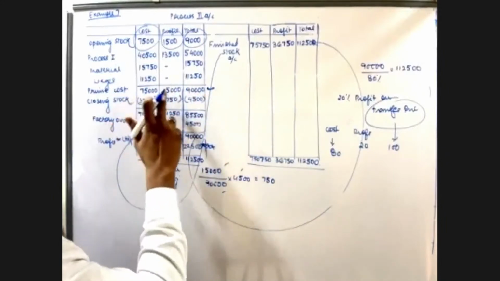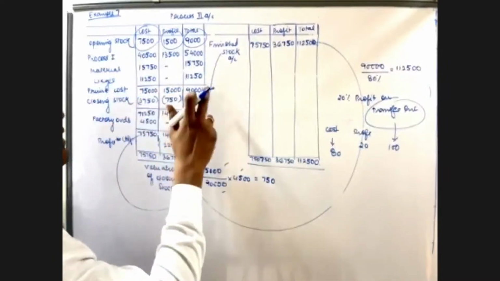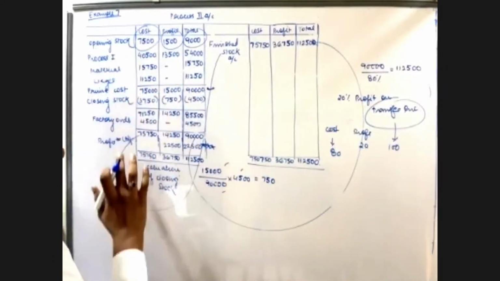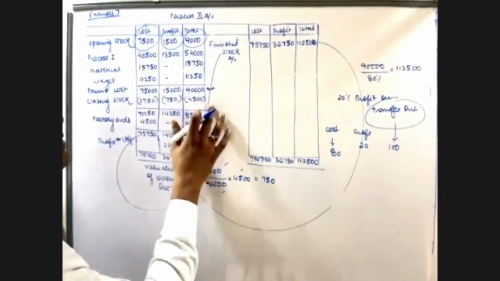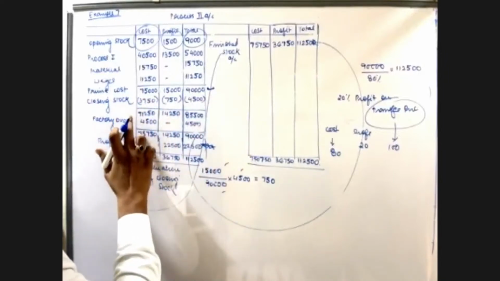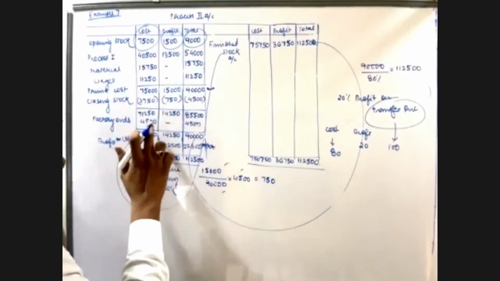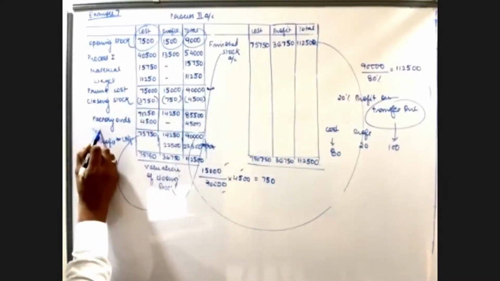Because we need the profit element till date, the total cost, and the total amount. So this is how we have valued the closing stock using prime cost. Now, after deducting the closing stock, we have got these figures. In this, we will add factory overheads to calculate the total cost. So this is my total cost.